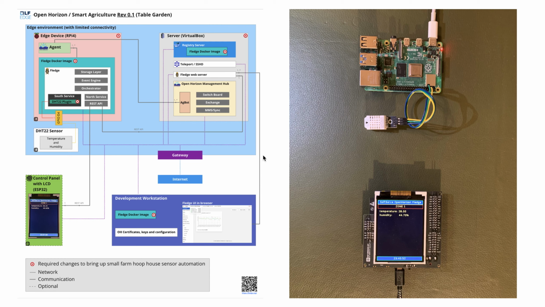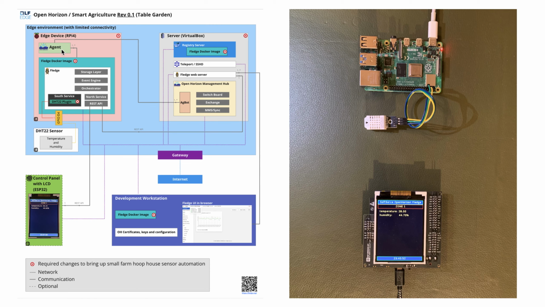Okay, so here is the architecture for the very first milestone. We have here three main components: the edge device, which is a Raspberry 4 board, the server, which is a VirtualBox image, and the development workstation, and an optional control panel, which demonstrates data retrieval in real time.